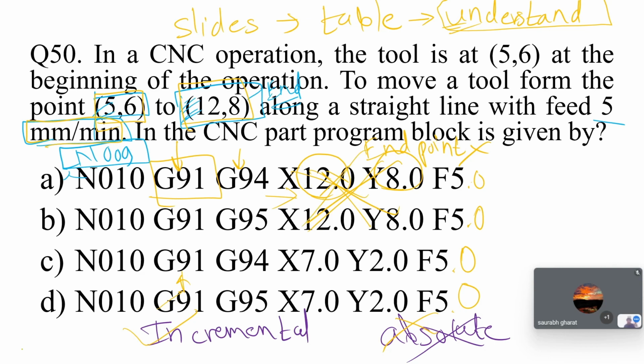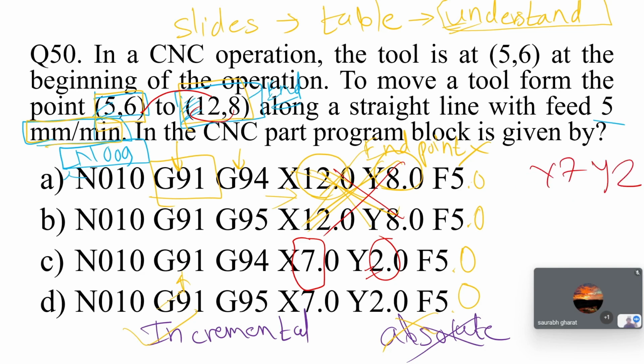So this part is completely wrong. We only need the incremental part. So how can we get the incremental part? 12 minus 5 will be 7, and 8 minus 6 will be 2. So your x will be 7, y will be 2.